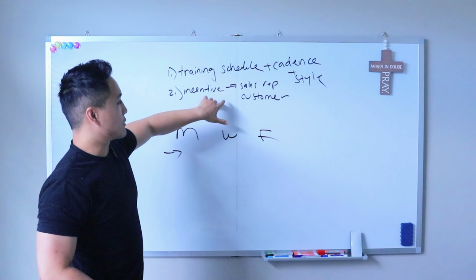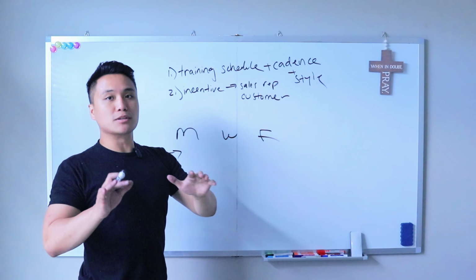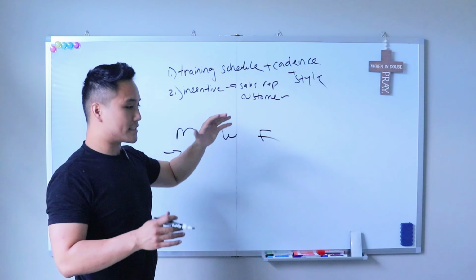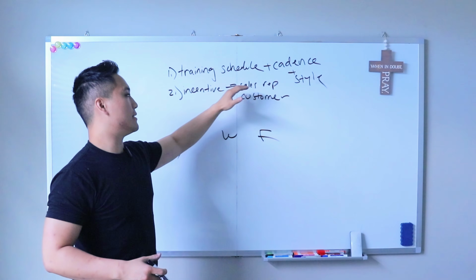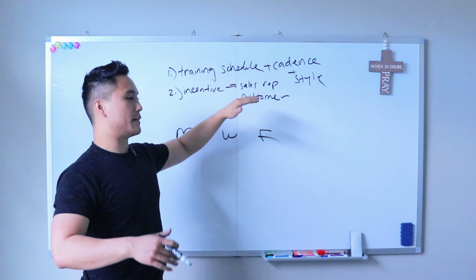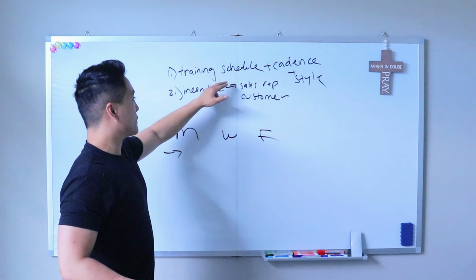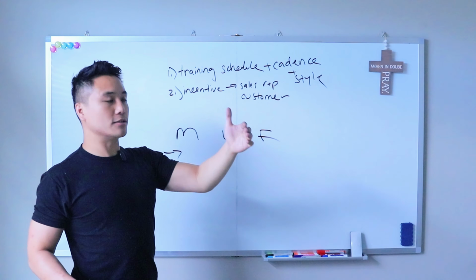Next is incentives for both the sales rep and the customer. And there's multiple different incentives that we run. One is how much cash we collect up front. And we also give incentives to the customer. If you pay today, you get X, Y, and Z. We review these two things to increase the closing percentage.